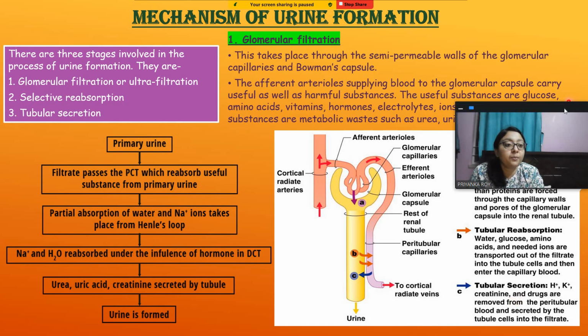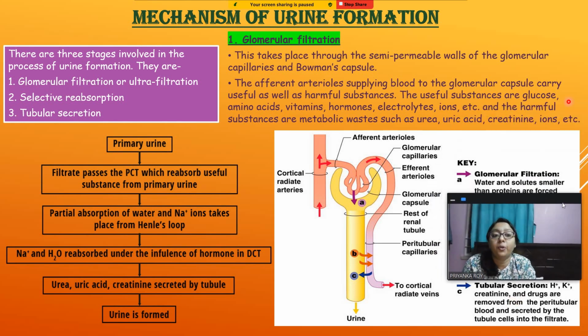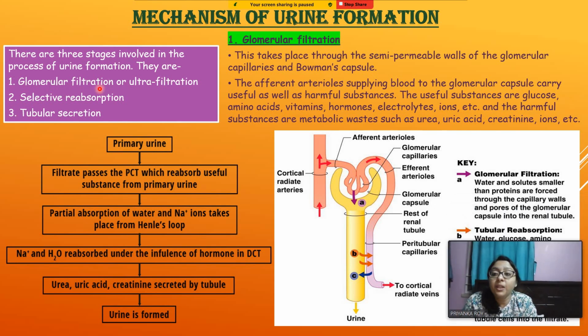Okay, so the next and most important thing is the mechanism of urine formation. There are three main stages involved in the process of urine formation. They are glomerular filtration or ultrafiltration, selective reabsorption, and tubular secretion. Glomerular filtration is the filtration of the blood which enters via the afferent arteriole into the glomerulus and then goes out via the efferent arteriole, and in between, the process that takes place inside the Bowman's capsule filters the blood, taking out the waste substances, harmful substances, etc. from the blood, and they go inside the Bowman's capsule. This mechanism is known as glomerular filtration.